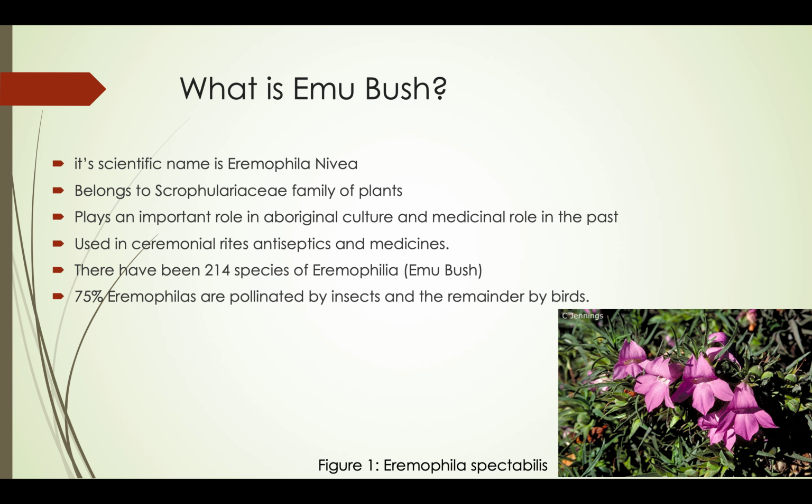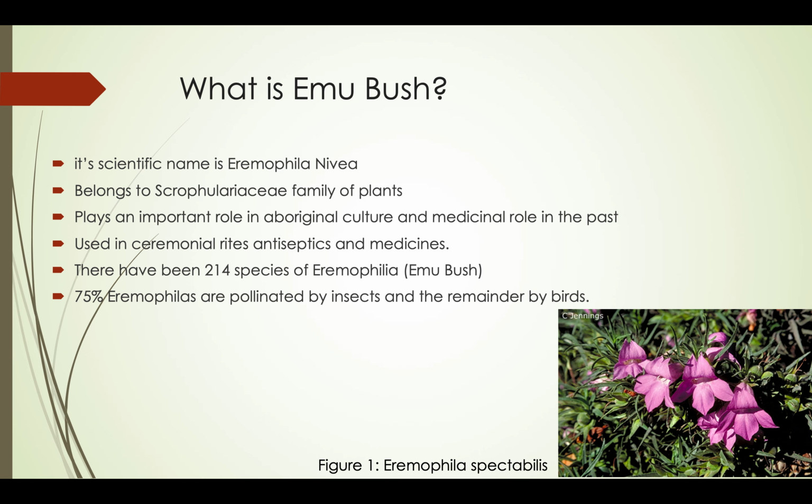Its scientific name is Eremophila nivea that belongs to the Scrophulariaceae family of plants. Eremophilas have been used in Aboriginal tribal life in both cultural and medicinal roles. Plant materials have been used in ceremonial rites, extracts, and decoctions of plant parts have been used as laminants, medicines, and antiseptics. The resinous exudates from some species are used as sealants and adhesives.